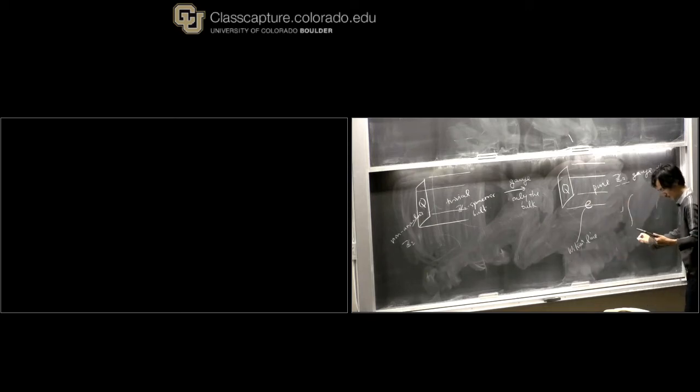And also, you have a 't Hooft line, which you call M, such that if you go around this 't Hooft line, you get this Z2 operation. So these are the basic two line operators.